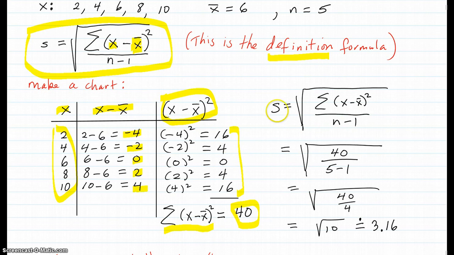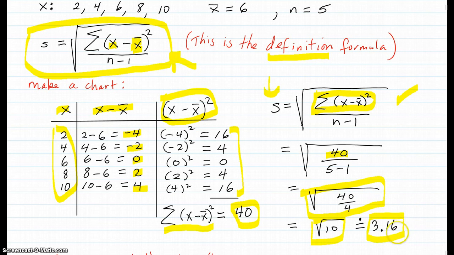Then stick it in the formula. S is this here, so we're just going to write it over to here. Standard deviation, little s, is this formula here. Put in the sum of the squared differences, that's the 40. That's this part right here, that was 40. N is, there's 5 data values. So n minus 1, 5 minus 1 is 4. So it's the square root of 40 over 4, which is the square root of 10, which rounds off to 3.16.